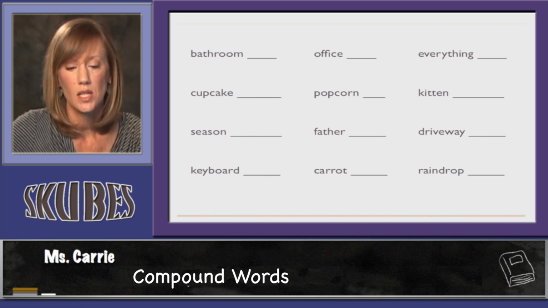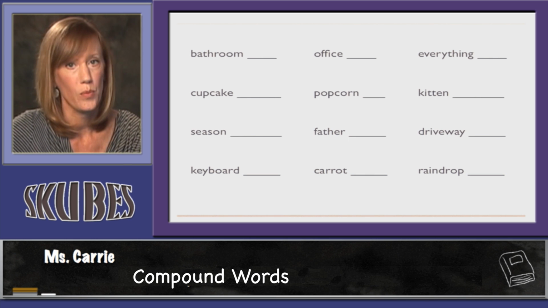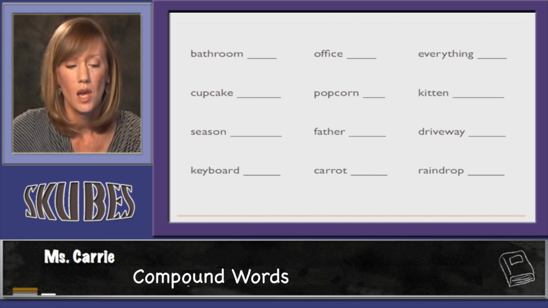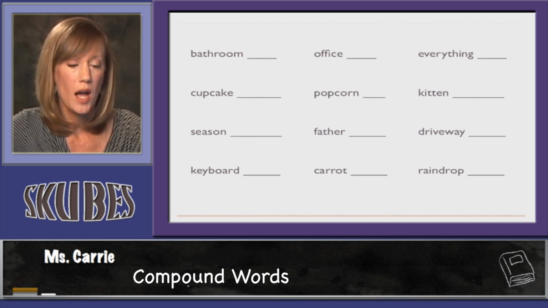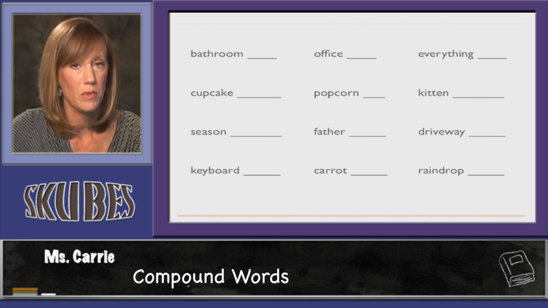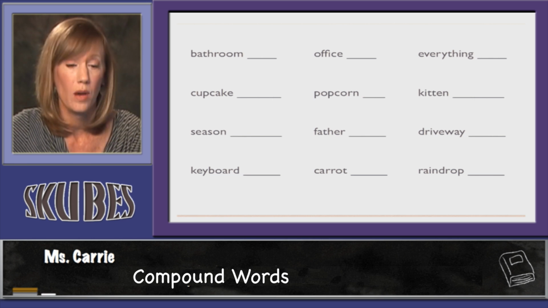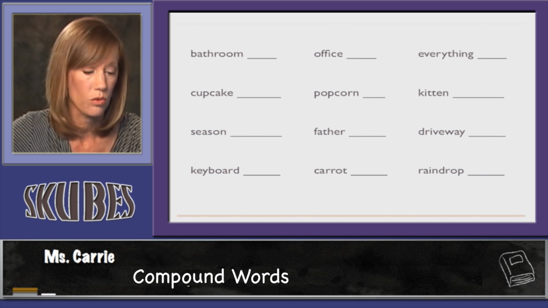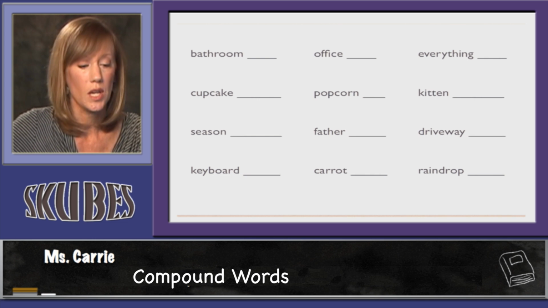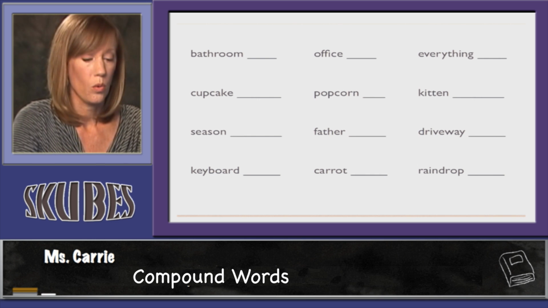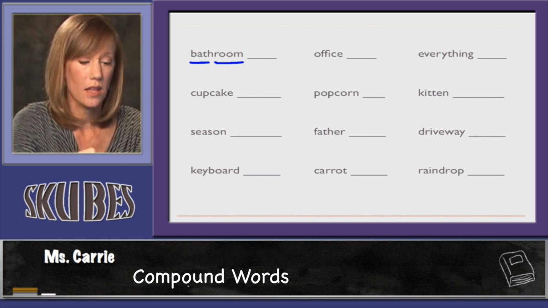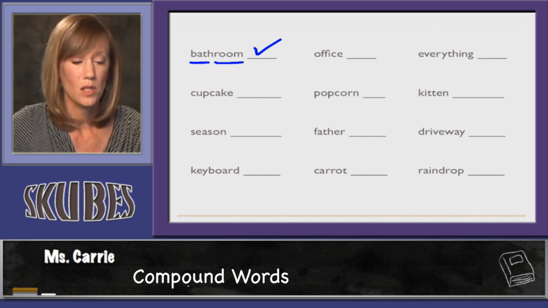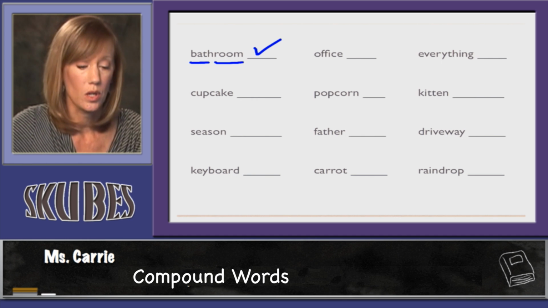Let's look at some words and decide whether or not they are compound, because sometimes a word can have two smaller words in it, but they're not separate words that were meant to be put together to make a compound word. So we'll talk about that as we go through this. The first word here is bathroom. Well, bath is a word and room is a word, and when we put them together, that makes bathroom. That is a compound word.